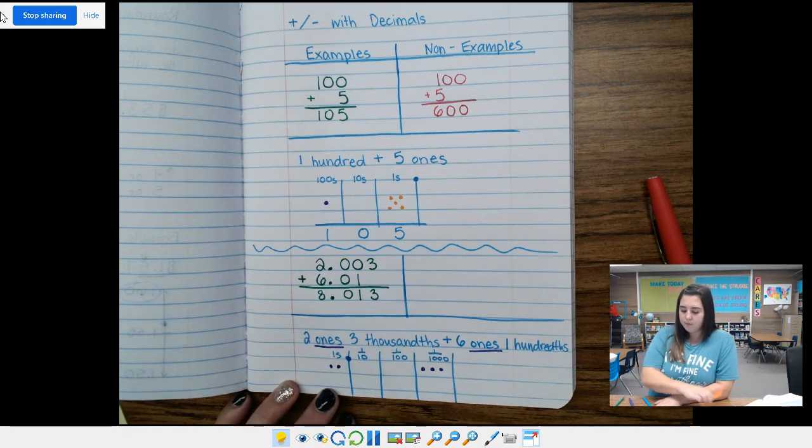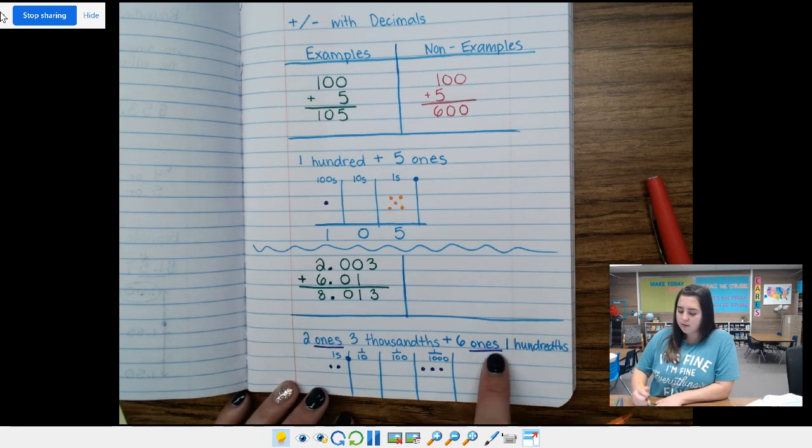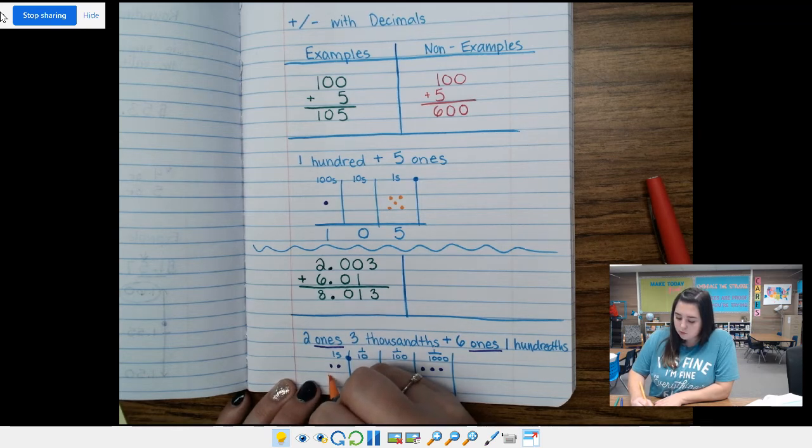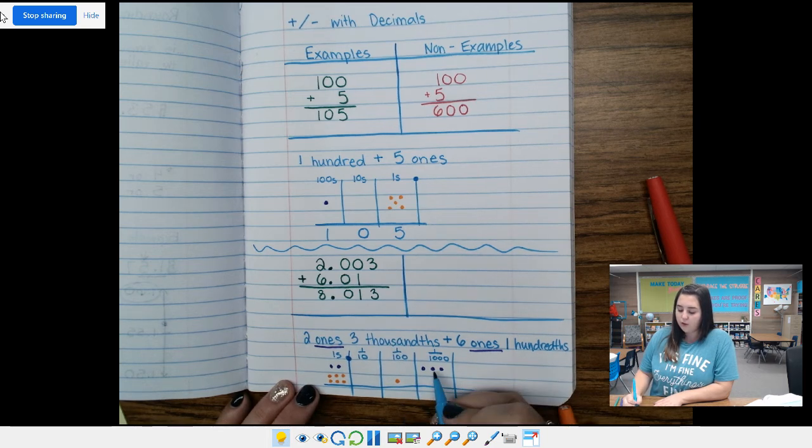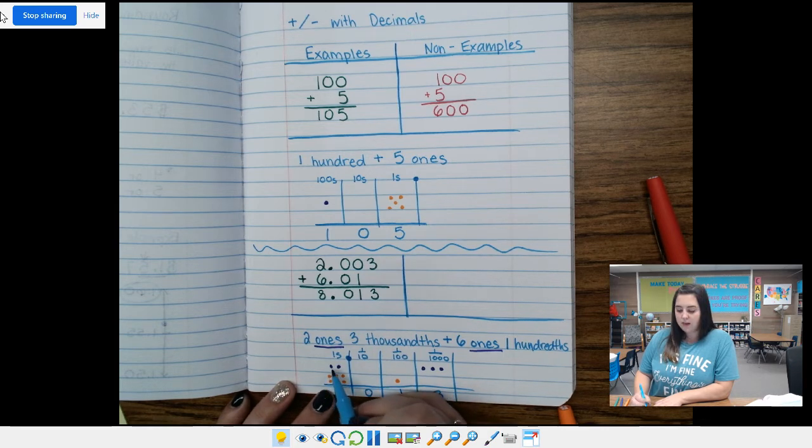My second number, I had 6 ones. I switched colors. 1, 2, 3, 4, 5, 6. And 1 hundredth. This shows I only have 3 thousandths, 1 in the hundredths, 0 in the tenths, and my ones, now I have 1, 2, 3, 4, 5, 6, 7, 8. 8 total ones.